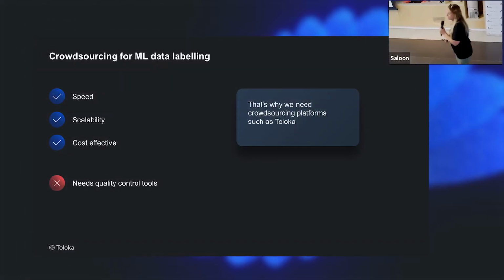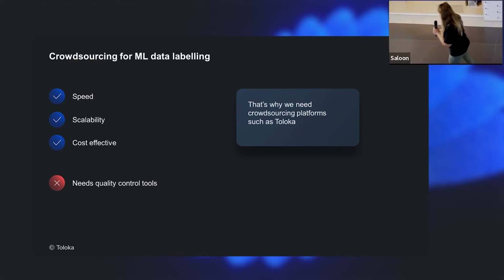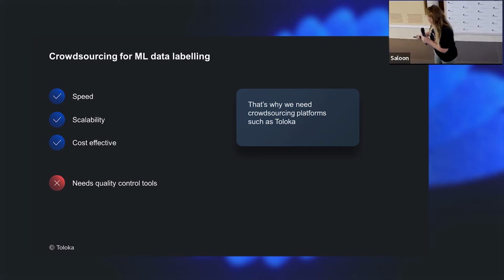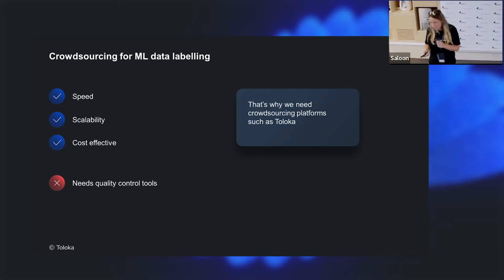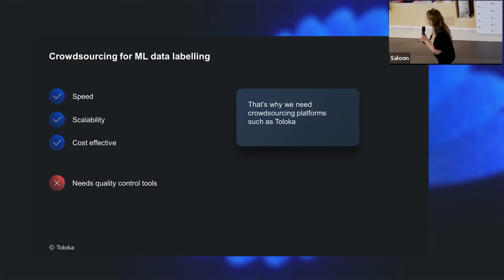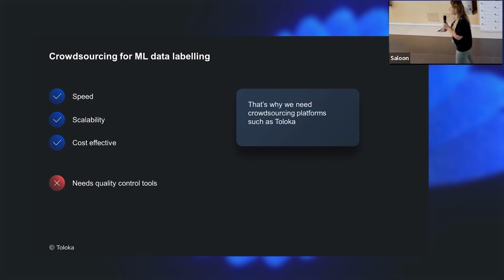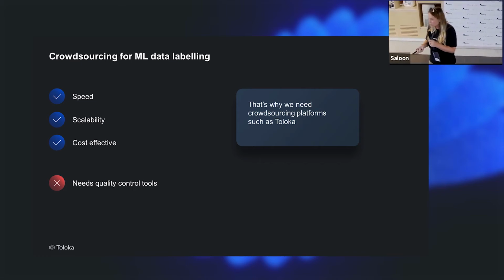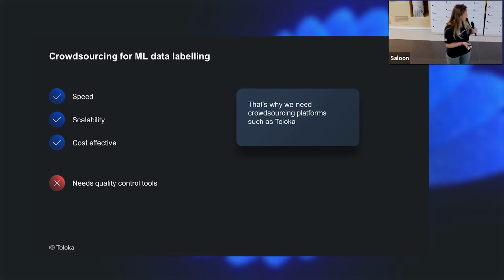What is the advantage of this approach in comparison to the approach I told you about before? First of all, speed, scalability, and cost effectiveness. The first two you can imagine, because you have access to people all over the world, so you can achieve speed and scalability. And the same happens in terms of price, because you can use crowd workers all over the world, so you can choose adequate pricing.